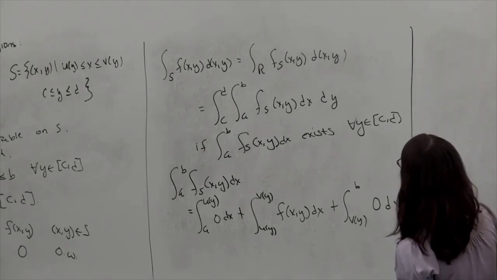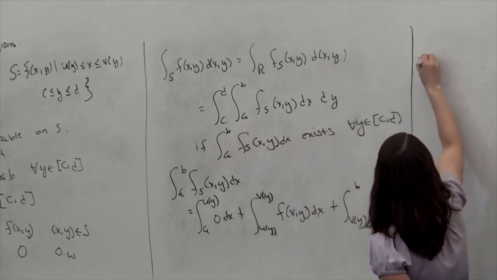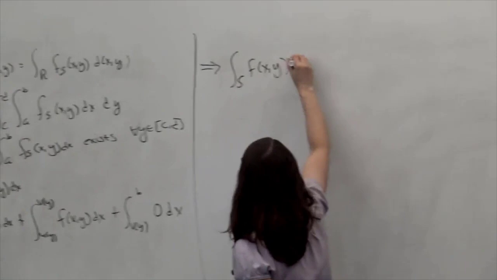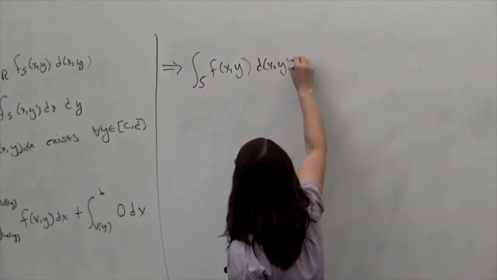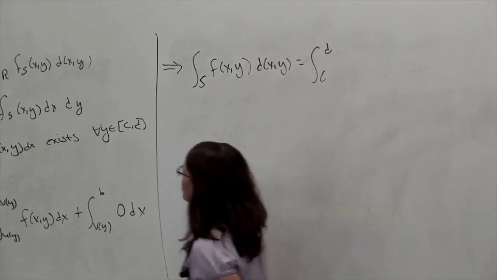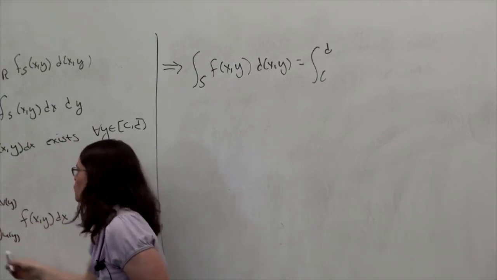Okay, and that means straight away I just have to stick in this second integral to get back to what I wanted. The integral of the function I care about over the region I care about, I get by doing the integral from c to d of this integral, which we said now has this form.